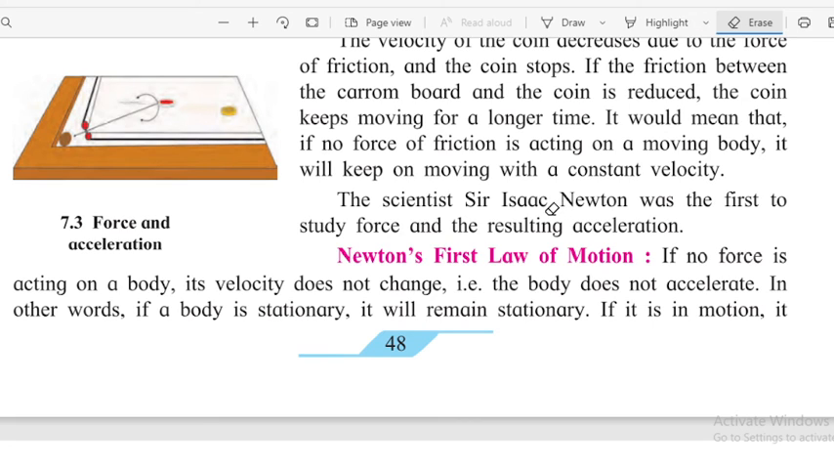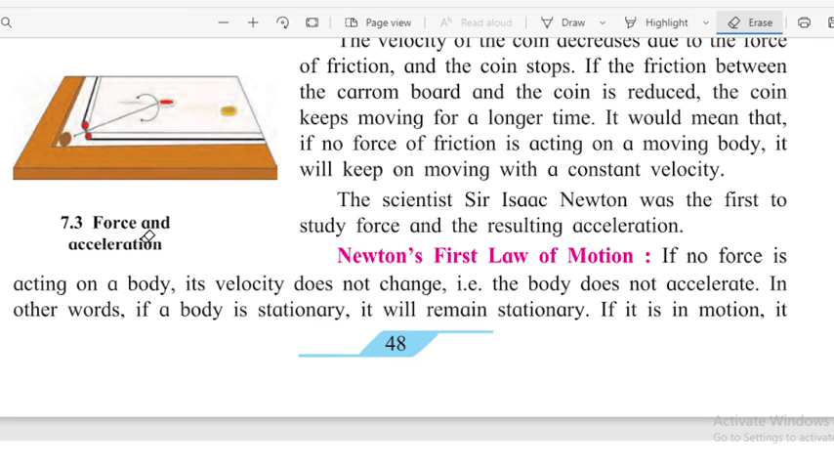If you apply a certain force to it, what will happen? Its speed will be increased, or after a few moments its speed will be decreased. So in this way we have seen the relationship between force and acceleration.